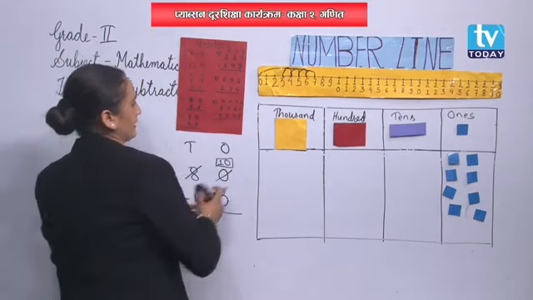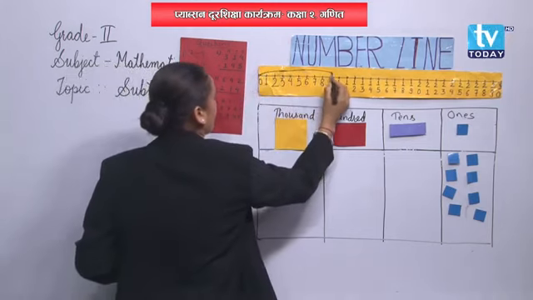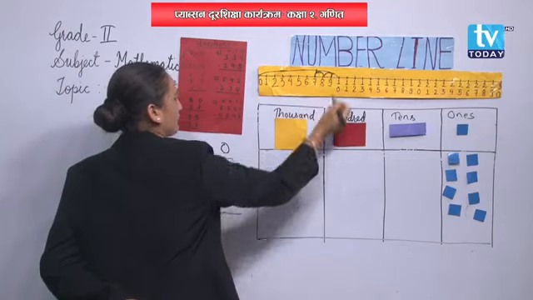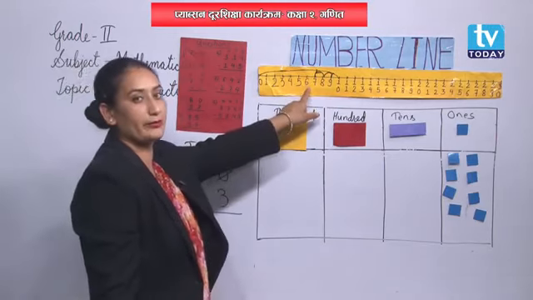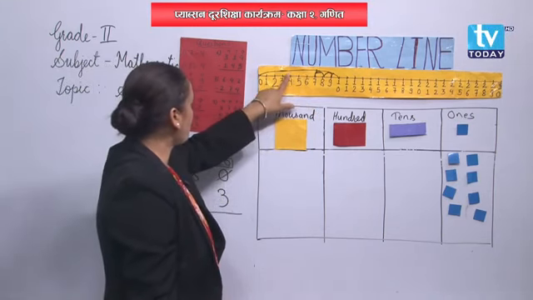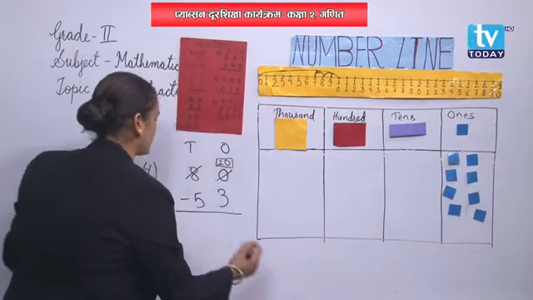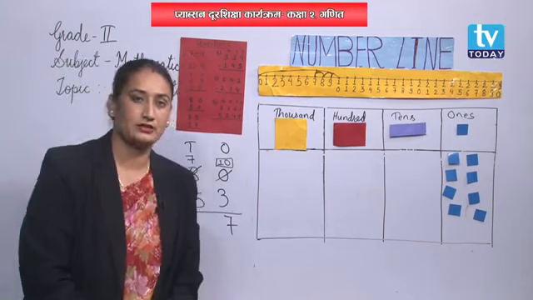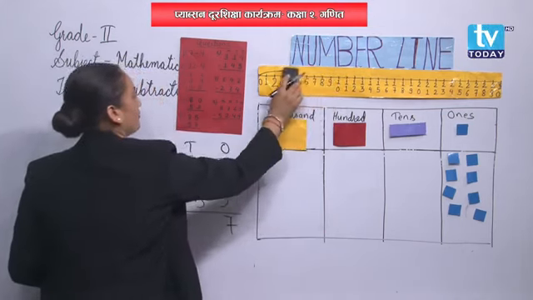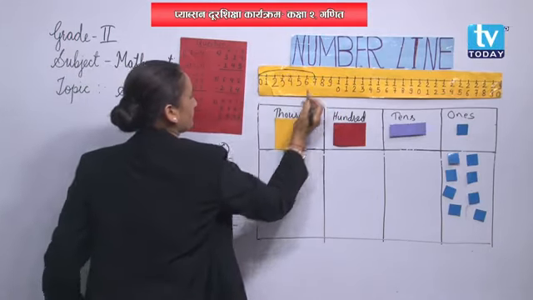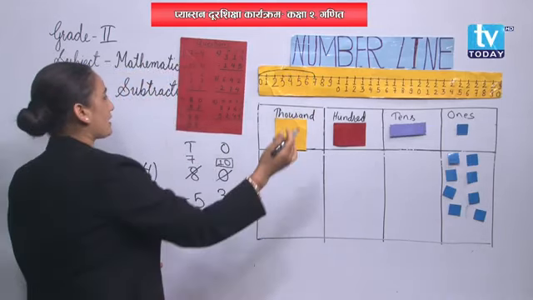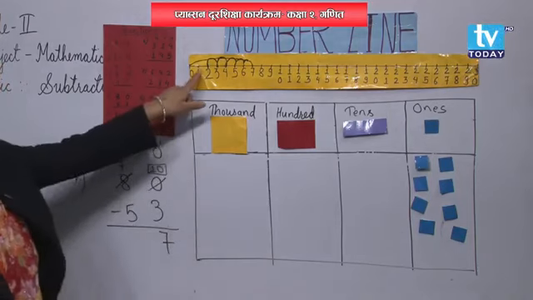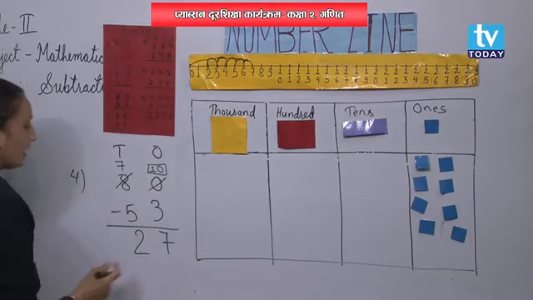Now, students, out of 10, I need to remove 3. Let's go back. 1, 2, 3. Okay, up to here I reached. Now, just go on counting the remaining numbers. 1, 2, 3, 4, 5, 6, 7. Do you understand? After giving one borrow, how many are left? It's 7. From 7, let's cut out 5. Can we cut off 5? Let's go back 5. 1, 2, 3, 4, 5. How many are left? Can you count? 1, 2. So, write down 2 here. It's 27.